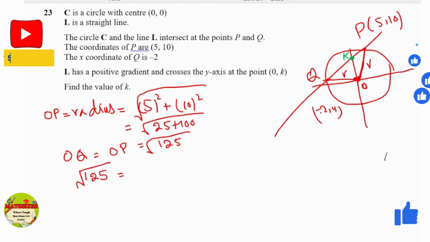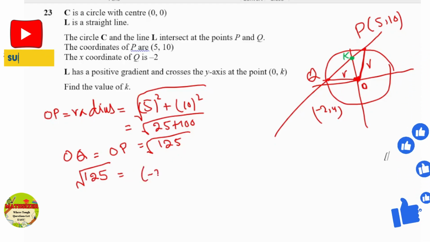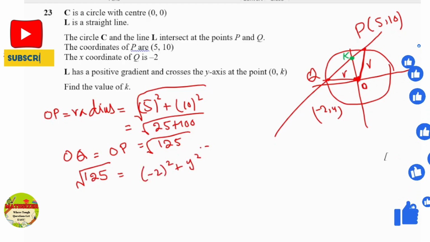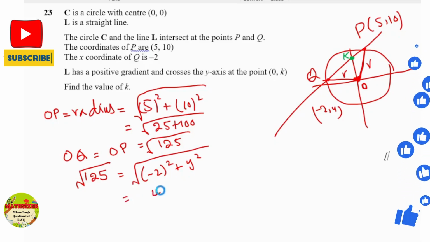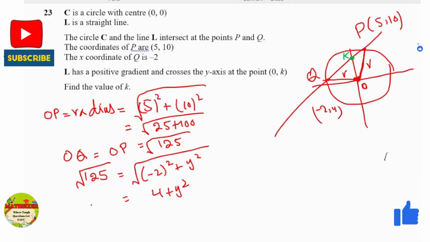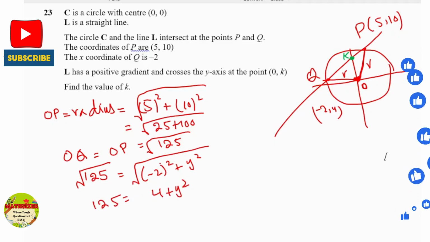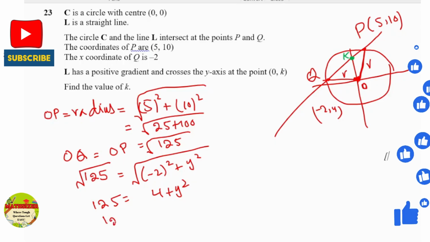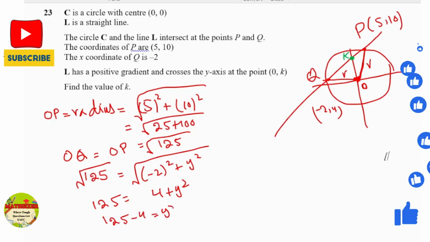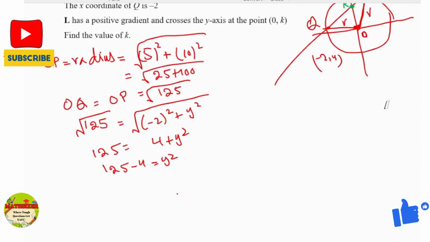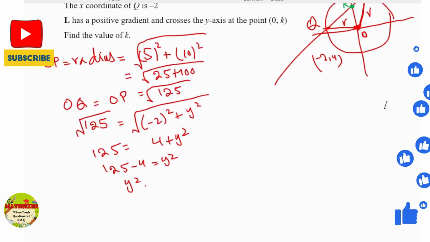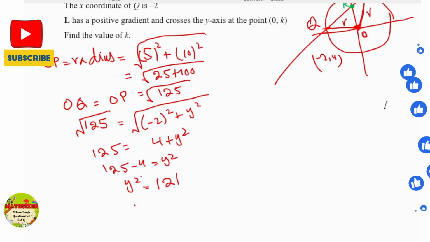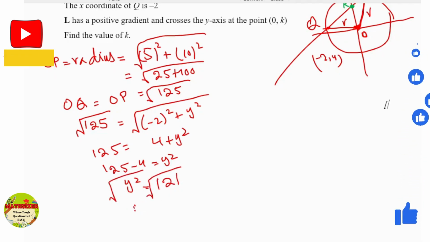Using the same formula, the square root of (-2 minus 0) squared, which is -2 squared, plus y squared. That gives us 4 plus y squared equals 125 if you square both sides, so the square root cancels out. So 125 minus 4 is equal to y squared. Simplifying further, y squared is equal to 121. If you take a square root on both sides, y is equal to plus or minus 11.